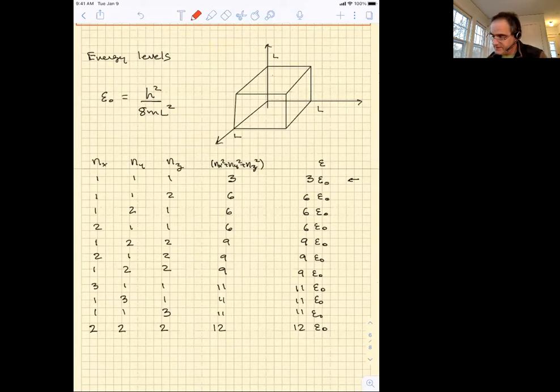Let's make a sketch of this in a second, but before we do, let's take a look at something. Notice the lowest state is non-degenerate. There's only one state at that energy. Then we have a triplet of states, another triplet of states, a third triplet of states, and then another singlet, okay? The states at first might appear to be equally spaced in energy. Energy of 3E0, 6E0, 9E0, and so on. But when we get to the 3-1-1 state, it breaks the pattern, okay?